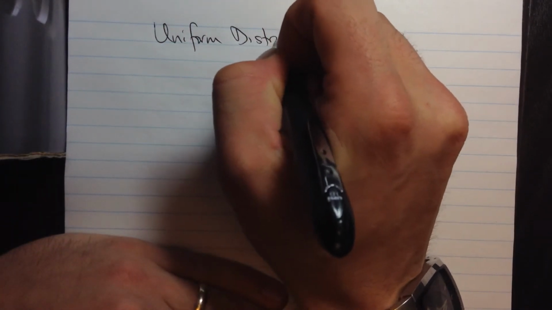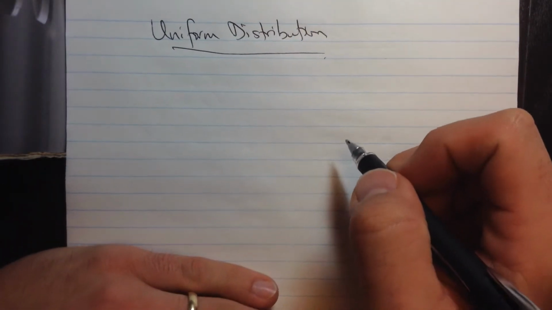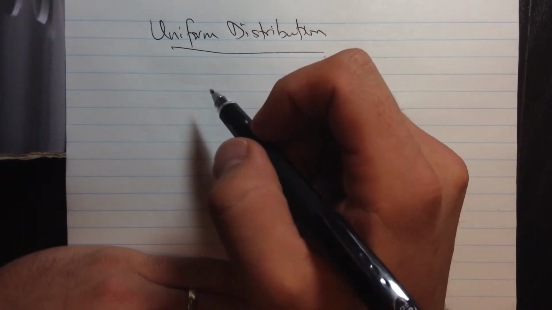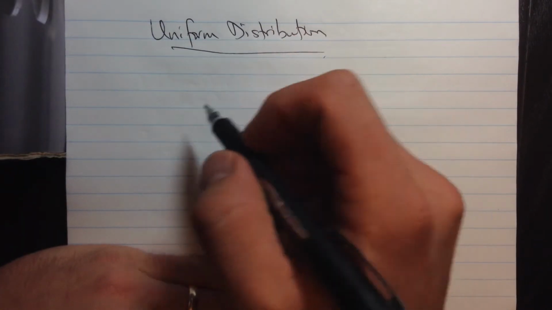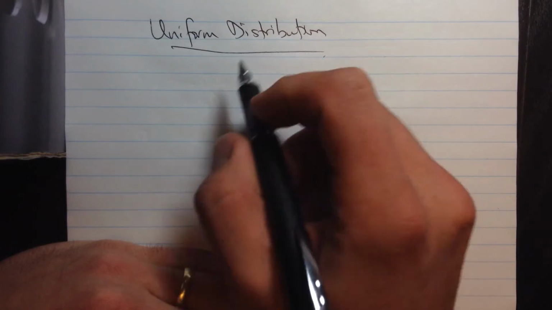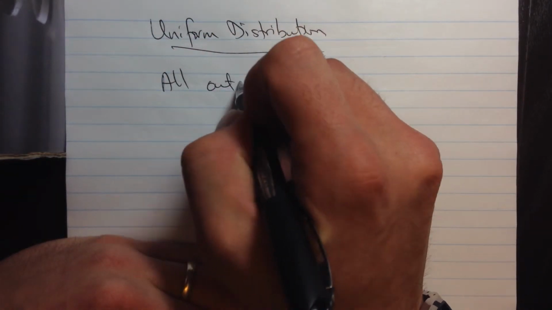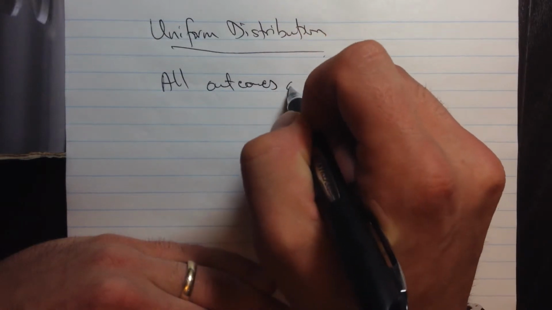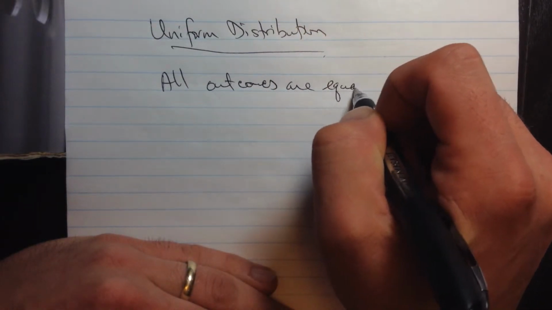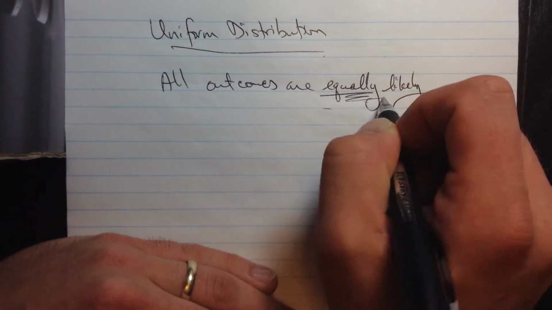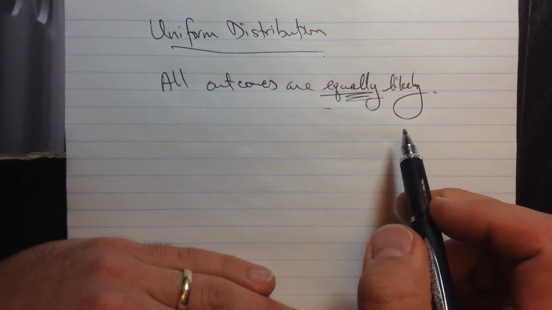We're going to talk about a specific distribution called the uniform distribution. And this is the easiest one that there is for discrete variables. There is a continuous version as well that we'll talk about again later. So in a uniform distribution, there's one important feature. All outcomes are equally likely. That's the big deal. Each outcome is equally likely.